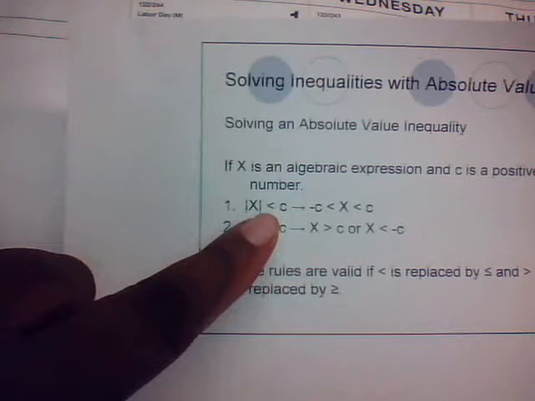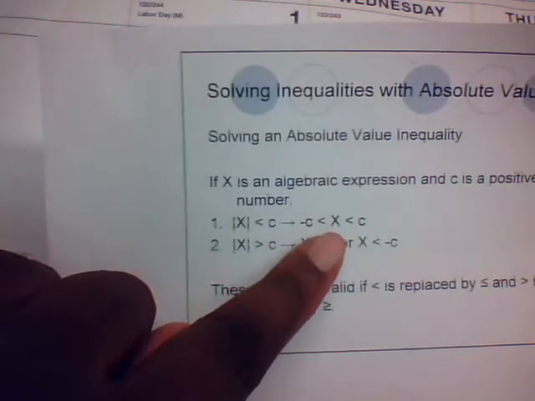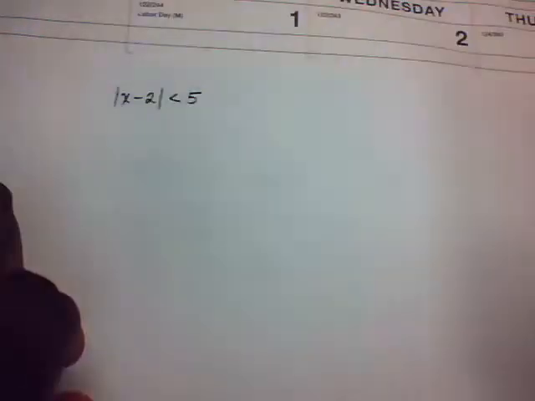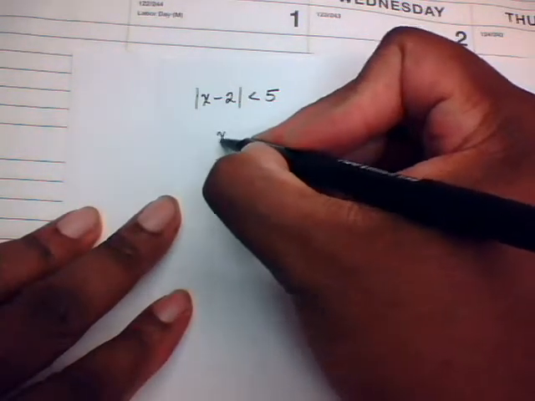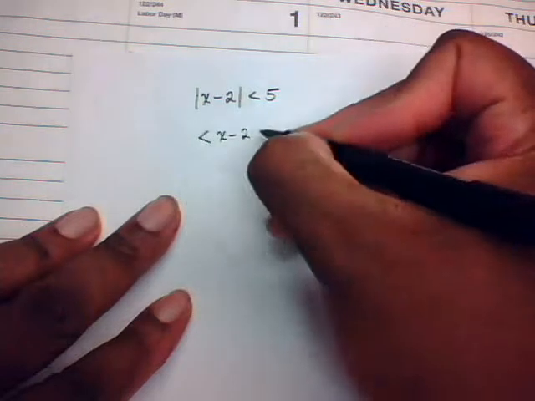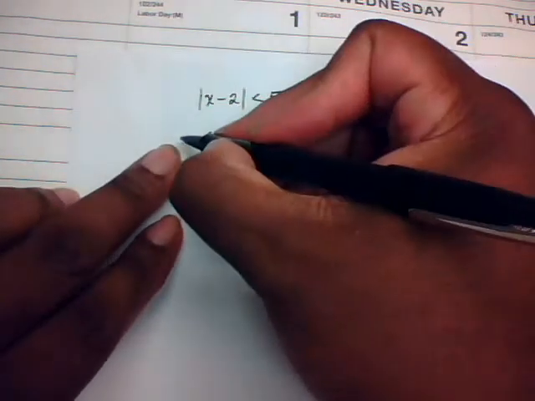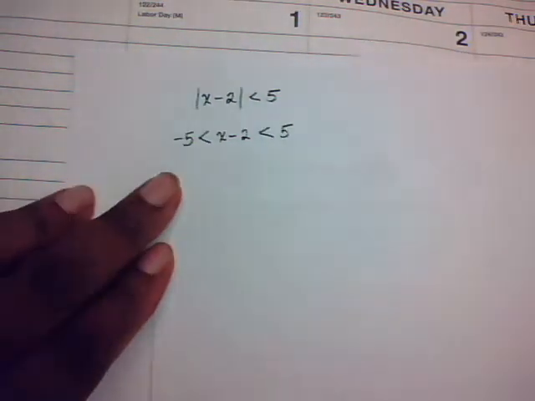Absolute value of x is less than c. We have to write it in this particular format as a compound inequality: negative c is less than x and less than c. Okay, so with this less than, the x minus 2 goes in the middle of your two less than symbols. On the left side, the 5 becomes negative, and on the right side, the 5 is positive.